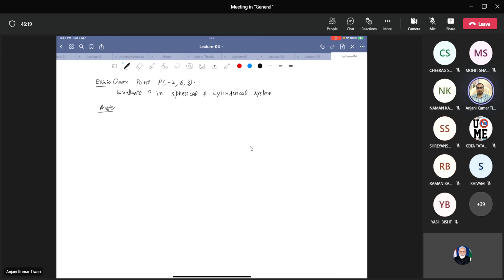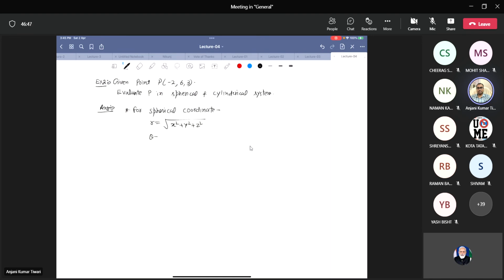So let us see, we have to find out r. So let us first calculate for the spherical coordinate system. For spherical coordinates, what is r? If you are given x, y, z, then to find r, it is simple: square root of x square plus y square plus z square.